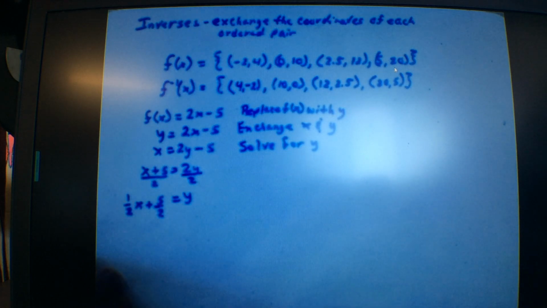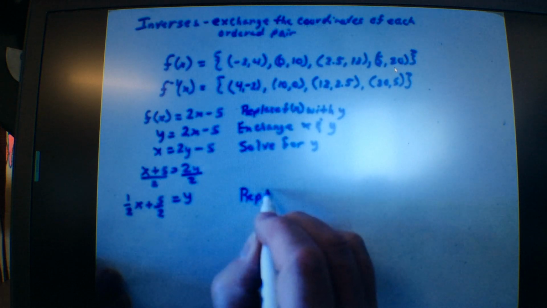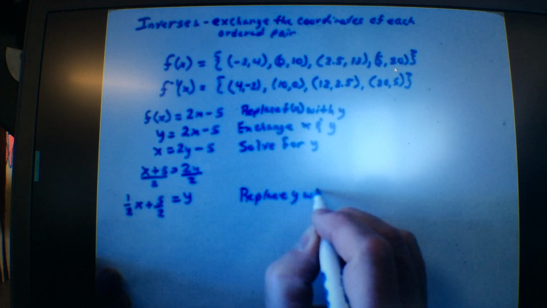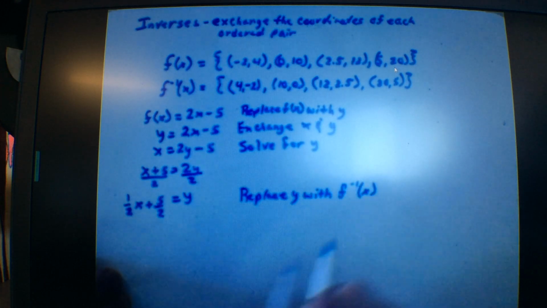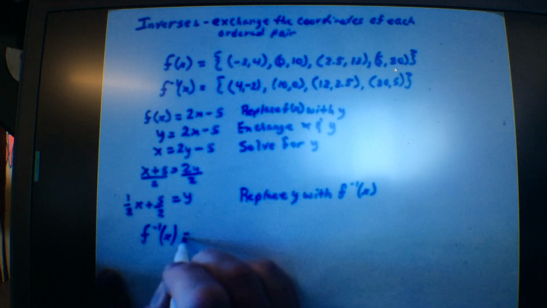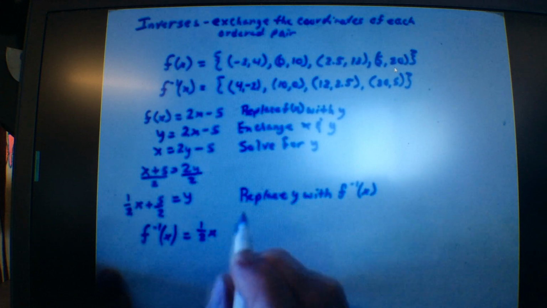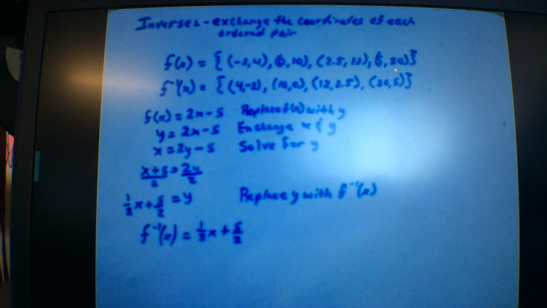Does everybody see that? And then, one last step, we replace y with f negative 1 of x, the inverse. So we go f negative 1, and I'm going to put it over here. Does everybody see that?